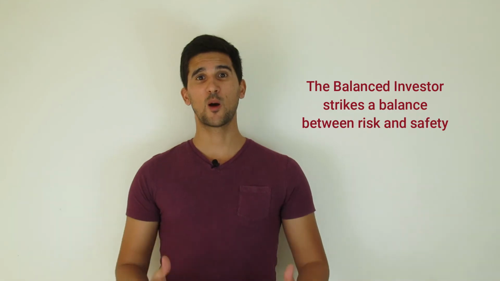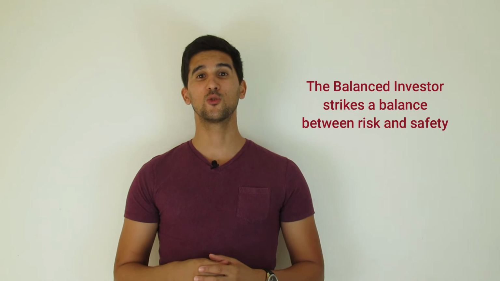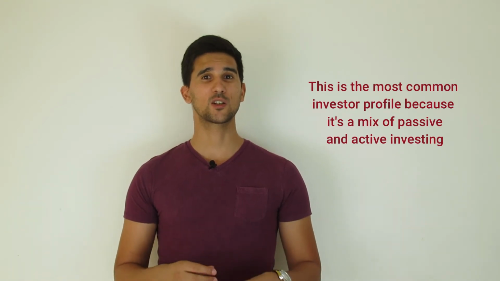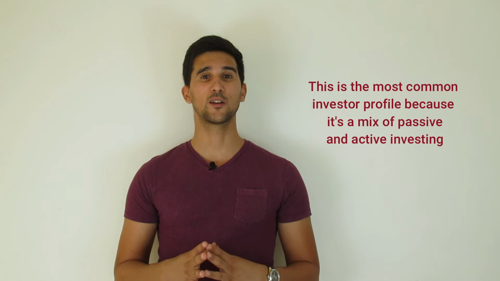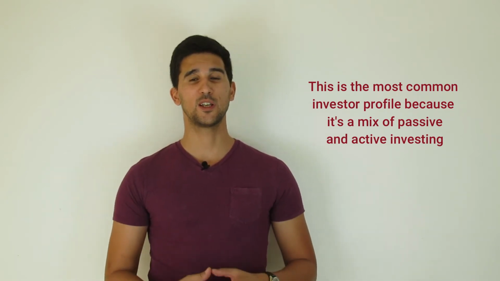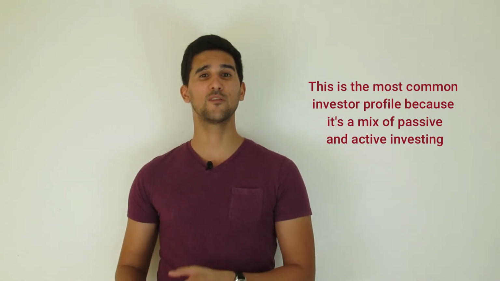The second most common investor profile is the balanced investor. So this is an investor who will strike a balance between tolerance for risk and the will to have safe investments. So balanced investors actually are the majority of investors out there who want passive investments through ETFs, so S&P 500 ETFs, and they also want to have a little bit of active investment going on, so they will invest in some individual companies that they analyze.